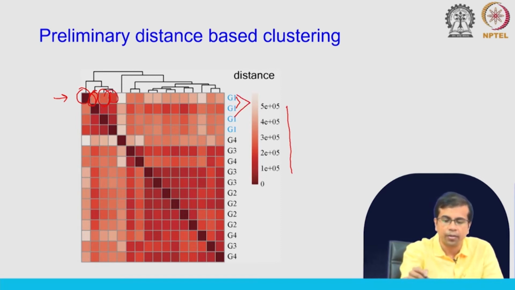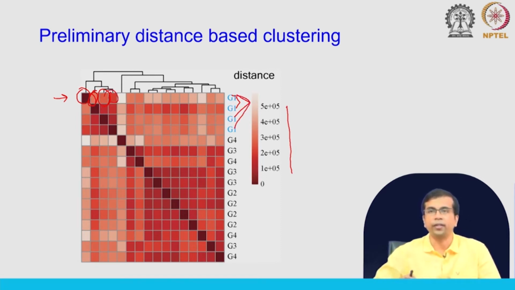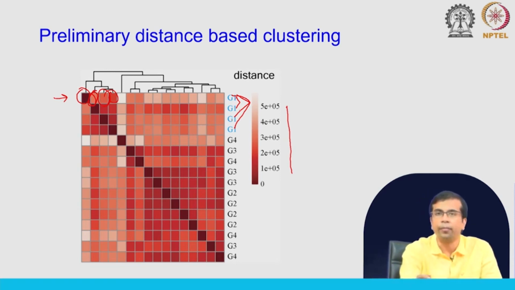For this one, this is the distance between these two. So you can now imagine you have a matrix form where you are comparing the distance between each pair. You have replicates for each group and you are comparing the distance between each pair. Now, if you look at the overall matrix, what you will probably notice is that these G1 replicates are very close to each other.